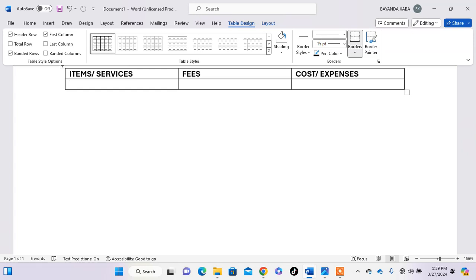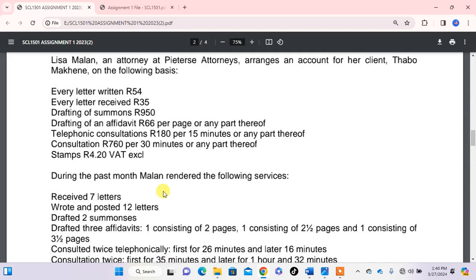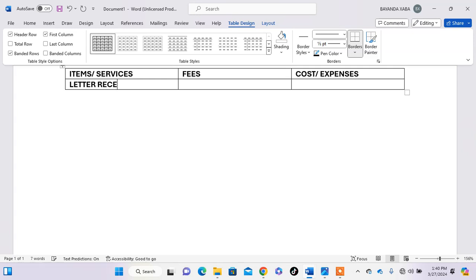According to this question, he received 7 letters. He received 7 what? Letters. So we must check how much is one letter. One letter is 35 rand, and he received 7 letters. So here we come and say letters received at 35 rand. Okay? So we will come here on the items and services and write letters received at 35 rand, which has 7 letters. It means that it's 35 times 7.